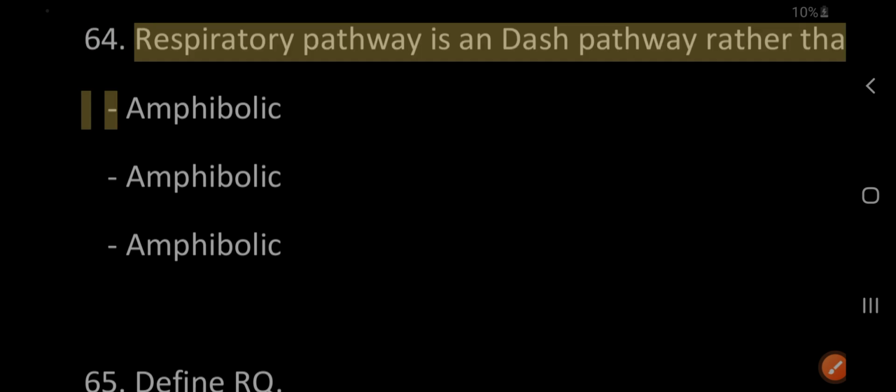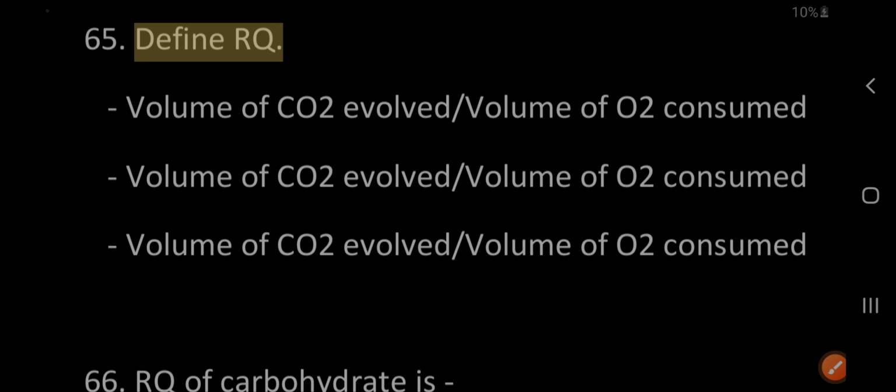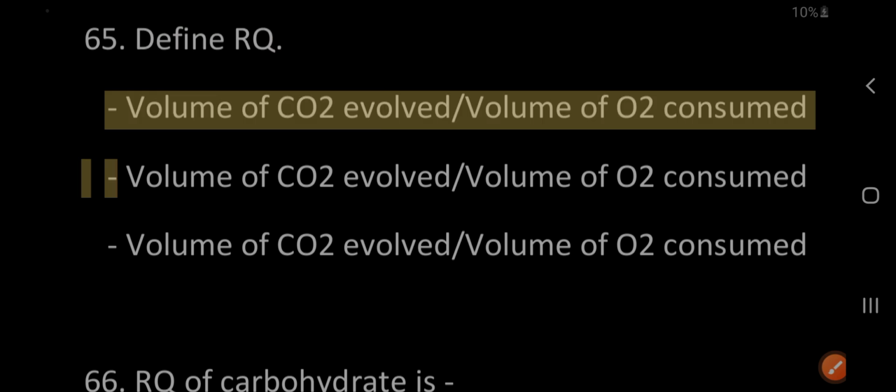64. Respiratory pathway is an dash pathway rather than only a catabolic pathway. Amphibolic. 65. Define RQ. Volume of CO2 evolved divided by volume of O2 consumed.